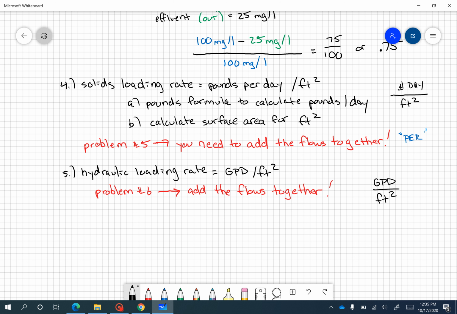We haven't really covered solids handling yet, but in a gravity thickener, it's not uncommon to pump not only sludge to the gravity thickener, but also a constant flow of treated effluent. And the reason we do that is to keep that gravity thickener from becoming anaerobic or septic. So a constant flow of fresh water helps keep that gravity thickener operating properly. So most of the time you're going to have two separate flows.